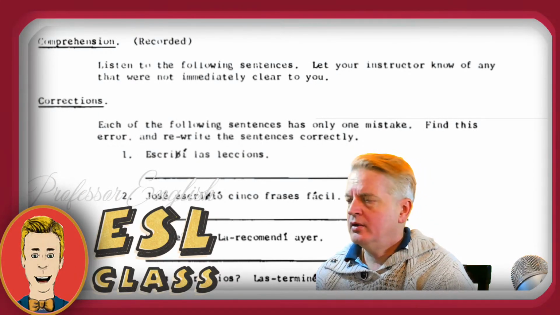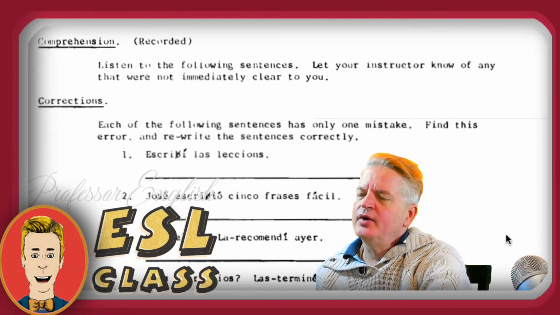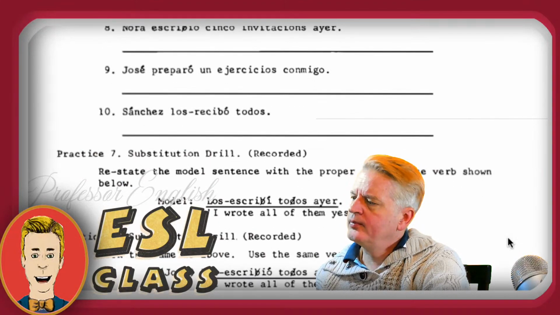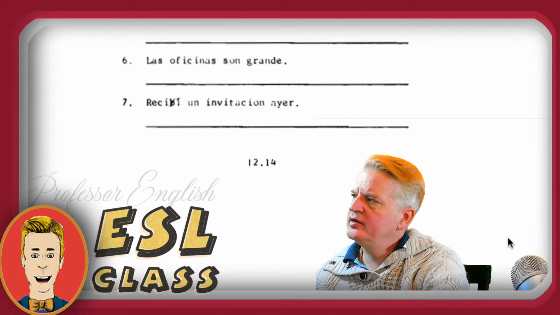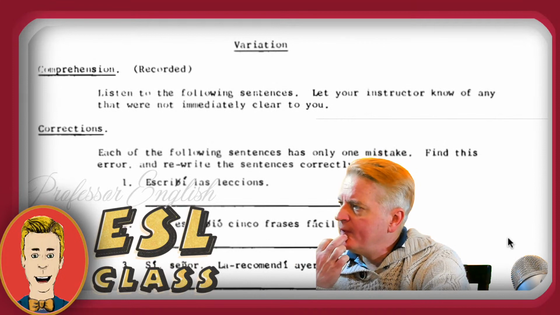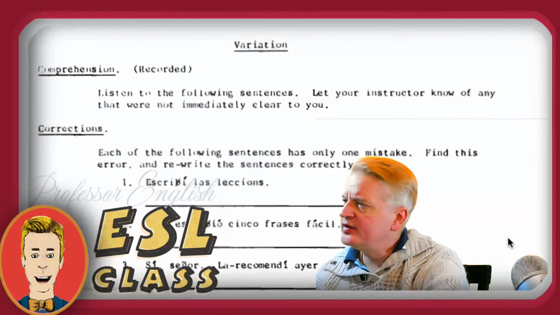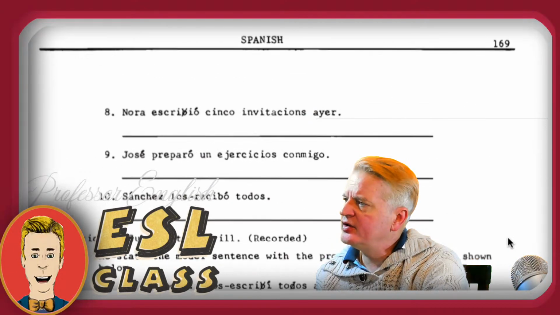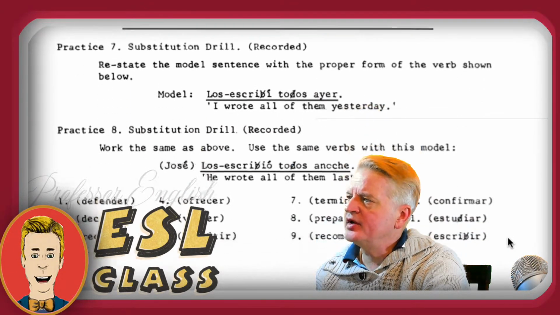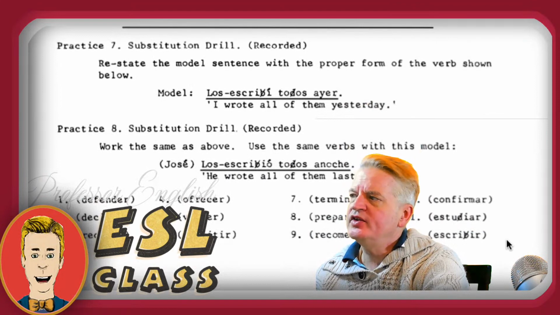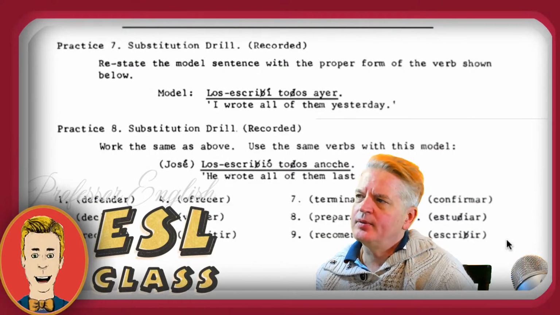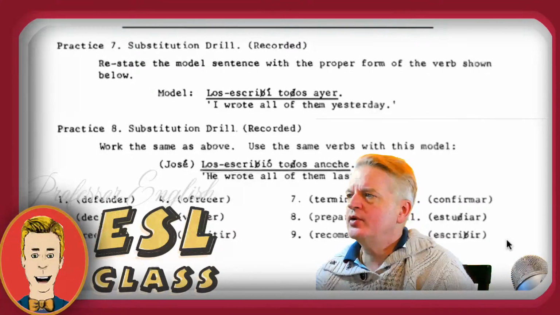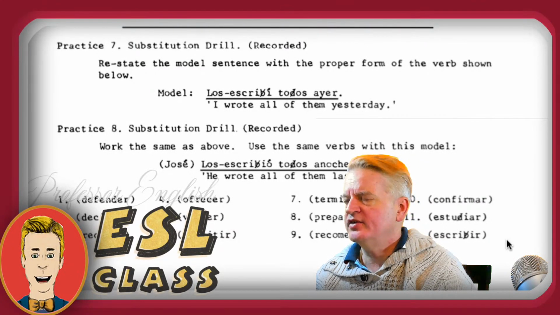Unit 12, Practice 7. All right, let's see. Okay, so we did the comprehension. Now we're looking for practice. Here's Practice 7. Substitution drill. Restate the model sentence with the proper form of the verb shown below. So the model sentence: Los escribí todos ayer. I wrote all of them yesterday.